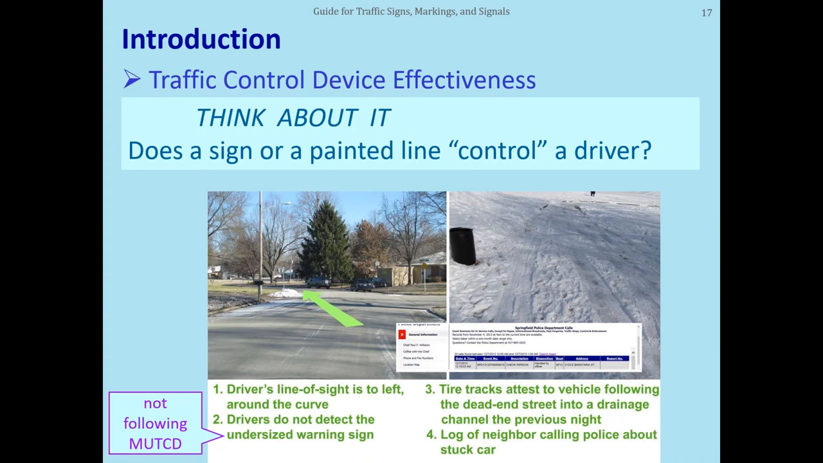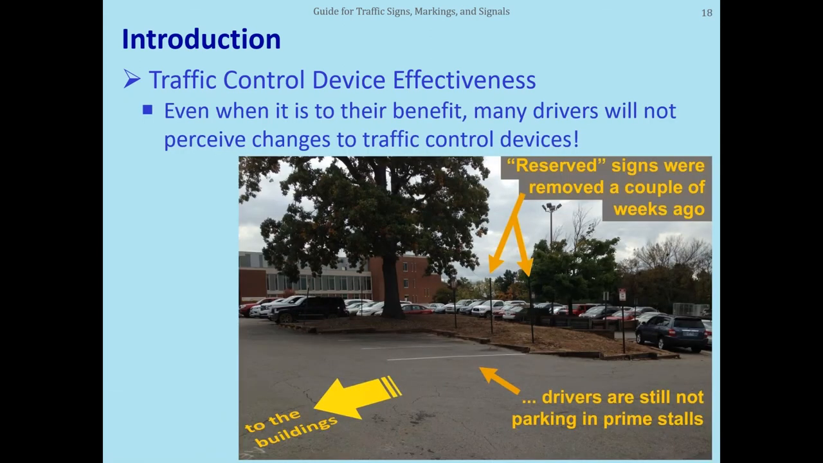The photo on the right shows the outcome. One evening on a snowy night, a driver went around the curve into the drainage ditch. And this clip is the record from the police call log where a neighbor reported car stuck in the ditch. An ineffective sign that didn't comply with the MUTCD in this case led to a rather comical outcome. But sometimes these outcomes can be rather serious.